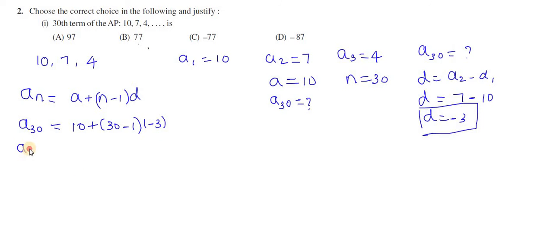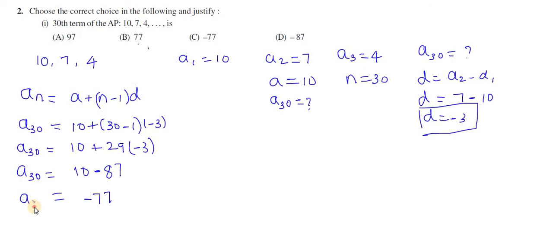Therefore A30 is equal to 10 plus 29 into minus 3. 29 into 3 is 87, so that is minus 87. So 10 minus 87 is minus 77. Therefore the 30th term is minus 77. Is there an option like minus 77? Yes, option C, minus 77.